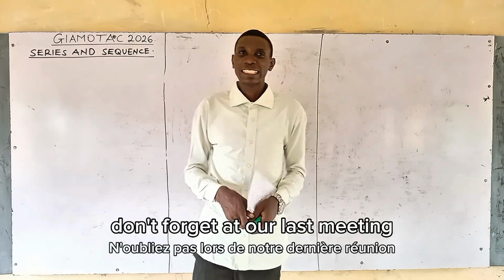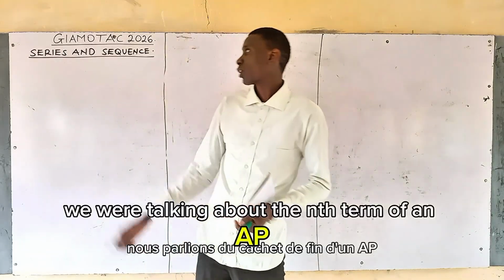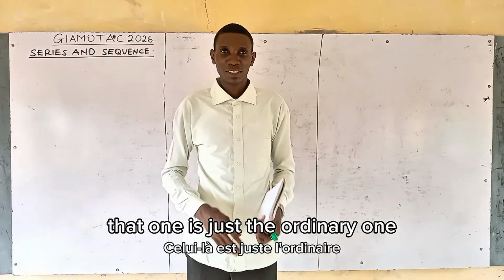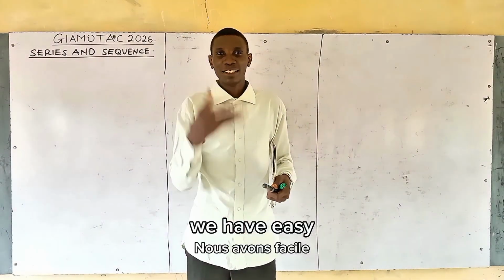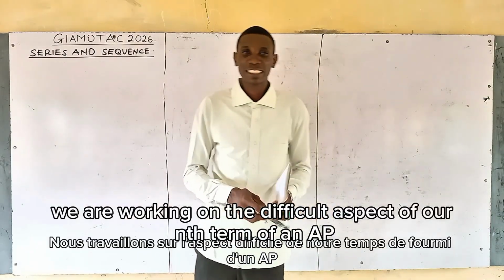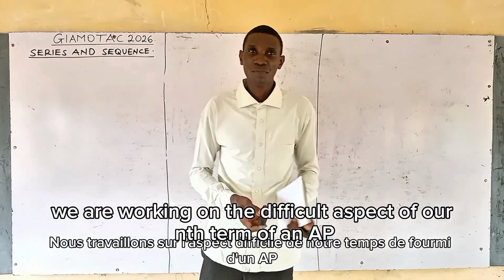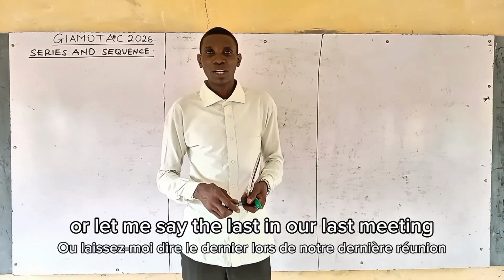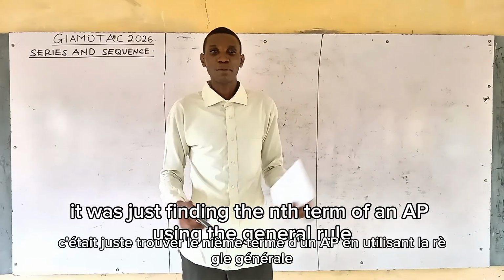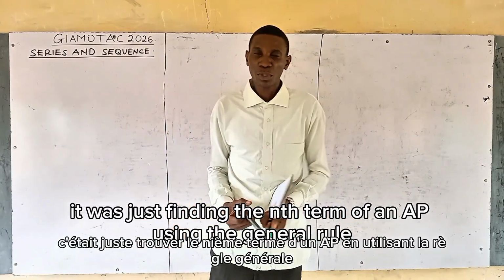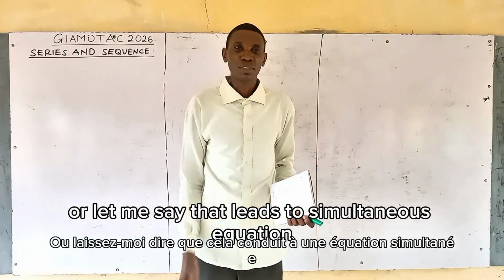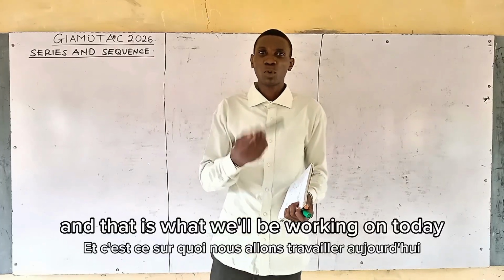Alright, don't forget, at our last meeting, we were talking about the nth term of an AP. That one is just the ordinary one. We have easy, intermediate, and difficult. Today we are working on the difficult aspect of the nth term of an AP. The one that we did last time was just finding the nth term of an AP using the general rule. But we have some nth term of an AP questions that lead to simultaneous equations. And that is what we'll be working on today.